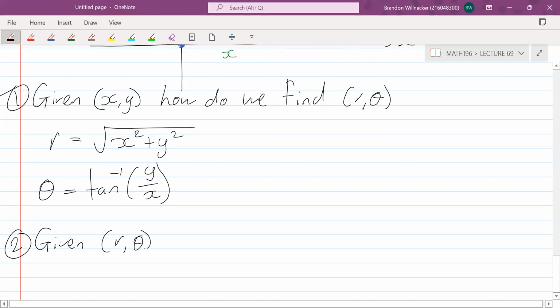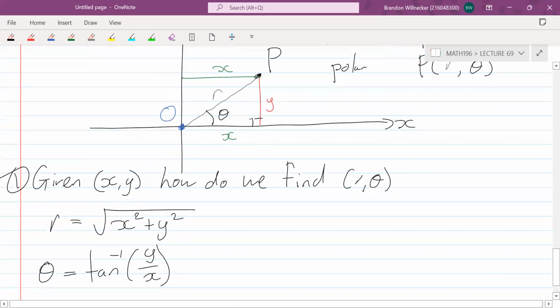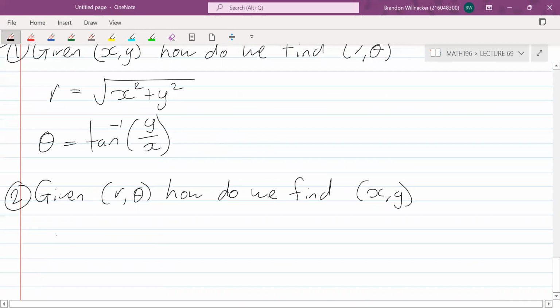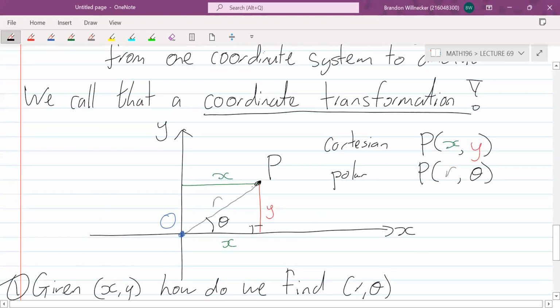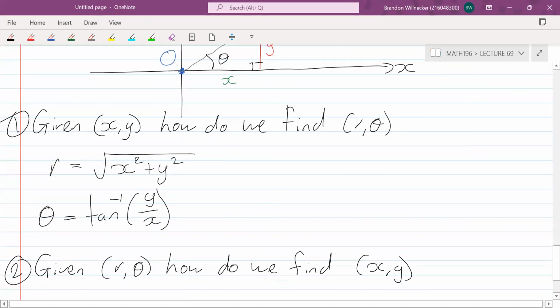given r, theta, how do we find x, y? Okay, and I'm sure you already see the answer here. If I want to find x and I'm given r and theta, x is just going to be r cos theta. And y, I'm sure you know that already now. y is the opposite here. So r sin theta will give us y.